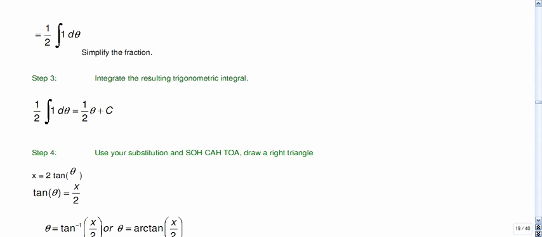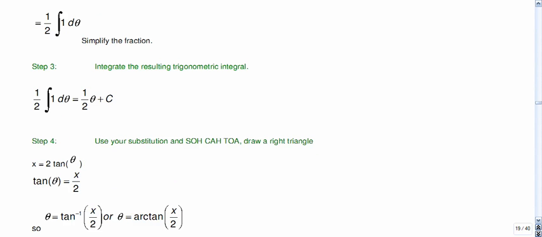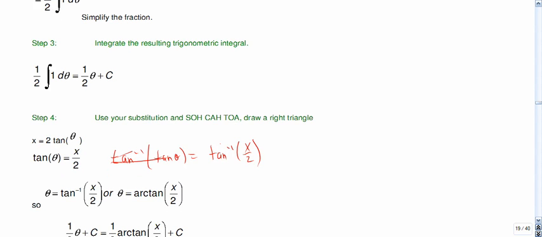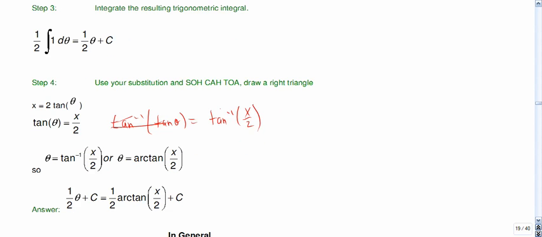So I knew x was 2 tan theta, so tan theta is x over 2. And I'm going to take the arctan or inverse tan of each side. Right? So if I do inverse tan of tan theta, that's going to equal inverse tan of x over 2. Inverse tan and tan cancel. So I get theta is inverse tan of x over 2, or theta is arctan x over 2. And your book will be using the arctan notation for these problems. So a 1/2 theta plus c is a 1/2 arctan x over 2 plus c.